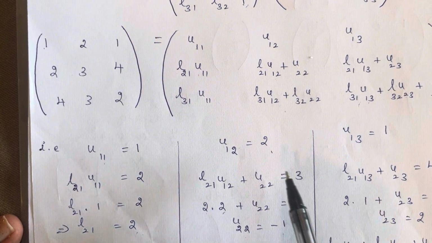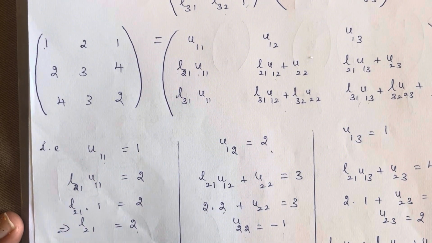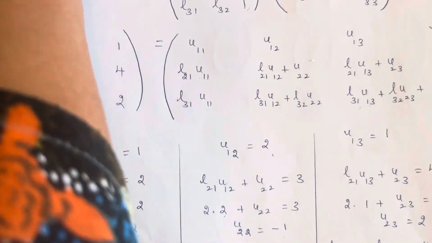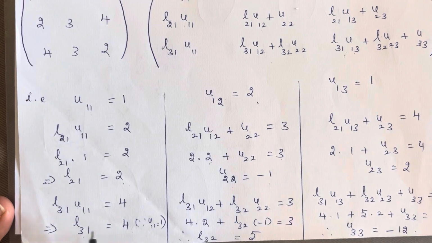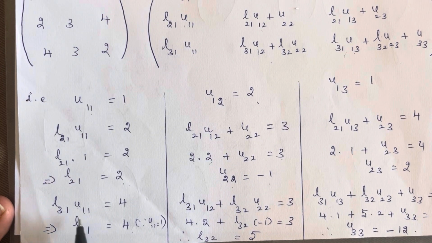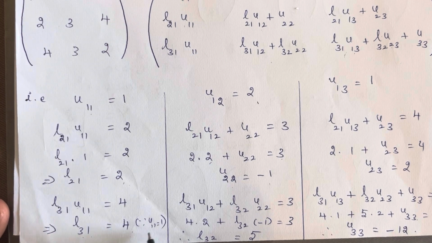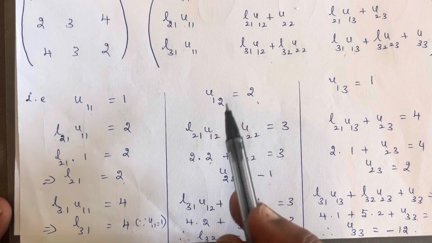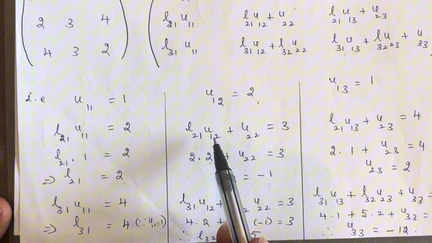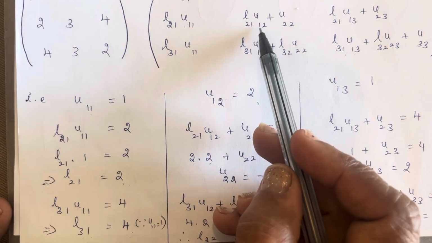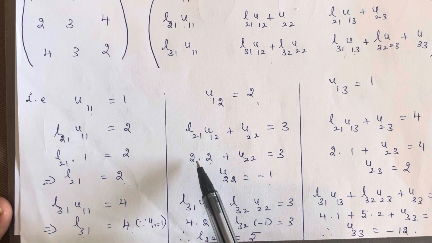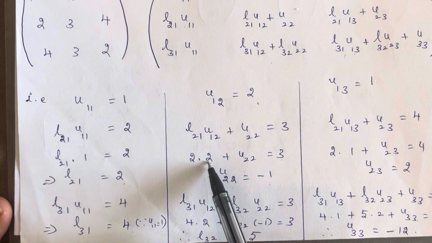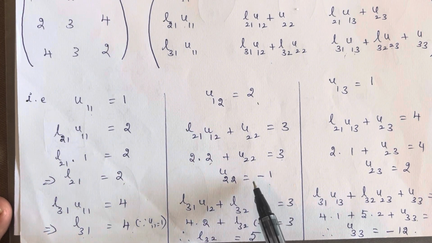Similarly, L31 U11 is equal to 4. U11 is already 1, so I get L31 is equal to 4. Similarly, U12 is equal to 2. In the second row, L21 U12 plus U22 is equal to 3. Let us substitute the values: we know L21, we know U12. Substituting these, I can get U22.